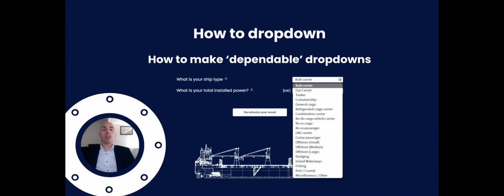Ahoy, Captain, and welcome to this hopefully short tutorial on how to drop down. In this tutorial, we'll see how to make a dependable drop-down list. Dependable means that if you make a selection in drop-down A, that's going to affect drop-down B, C, etc. So it's a dependable condition, depending on which input parameter you choose.